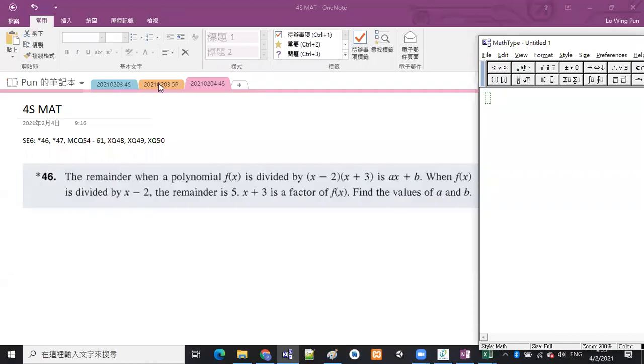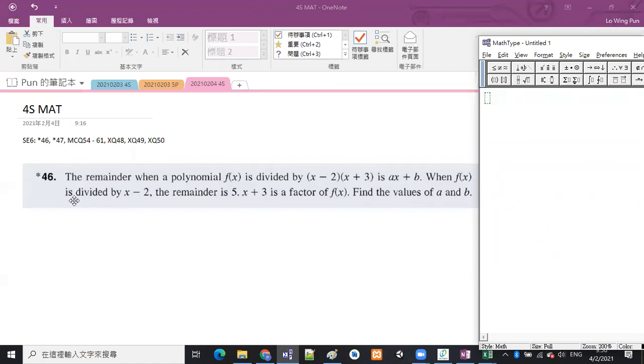So I've asked you to do the supplementary exercise 6, 46, 47, and then multiple choice questions 54 to 61, and cross-topic questions 48 to 50 yesterday. And I did not start discussing the solutions, okay? So today I would like to talk about them first.